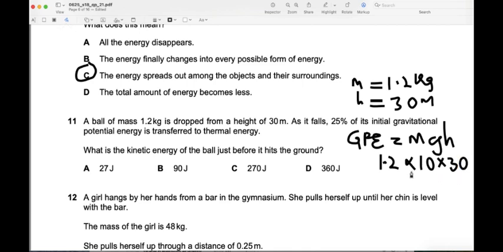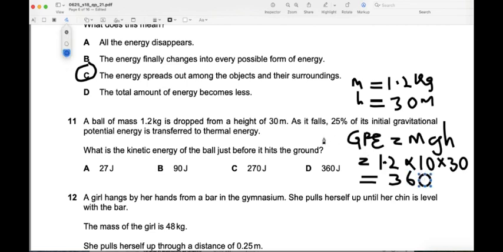So what do we get when we multiply this out? 360, right? This will give us 360. Because 10 times 1.2 is 12, 12 times 3 is 36, and then this 0. So you get 360. Some questions you can do without pressing the calculator. You get 360 joules of energy.